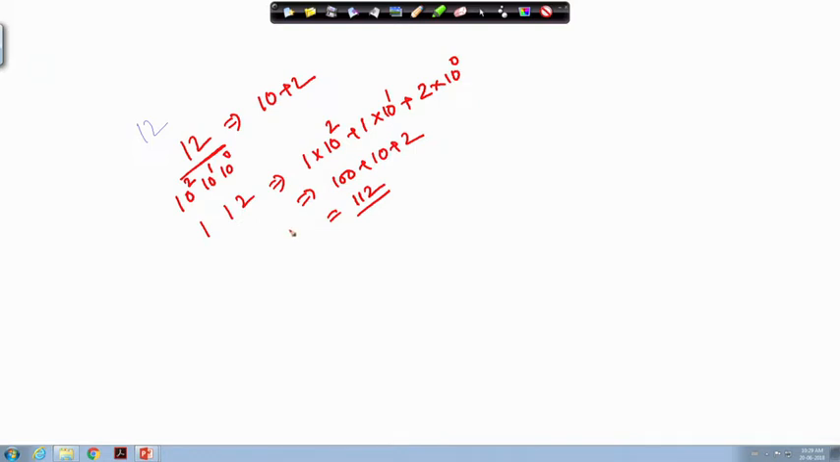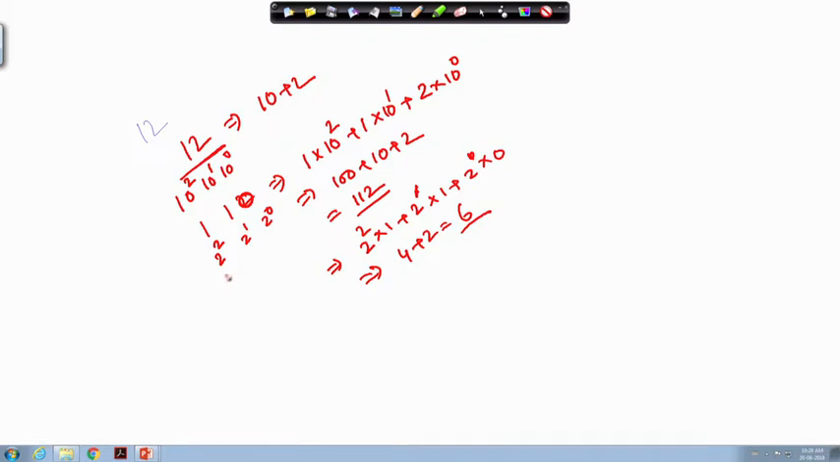The same thing in binary: each digit will be 0 or 1, and the weights are 2 to the power 2, 2 to the power 1 and 2 to the power 0. So the value becomes 2 to the power 2 into 1 plus 2 to the power 1 into 1 plus 2 to the power 0 into 0, which is nothing but 6.